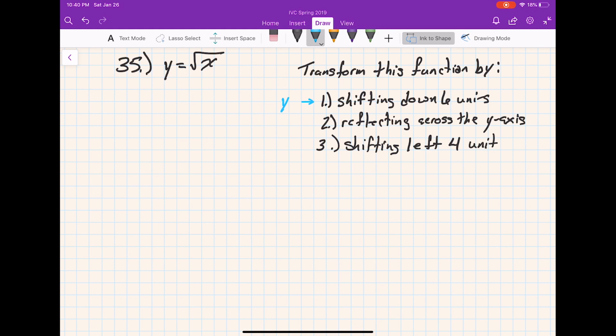And this shifting down 6 units is really affecting our y coordinate. And this reflecting across the y-axis is affecting our x-coordinate. And the shifting left 4 units is, again, something that affects our x-coordinate. If we're going left and right, we're only changing our x-coordinate, nothing to do with our y.